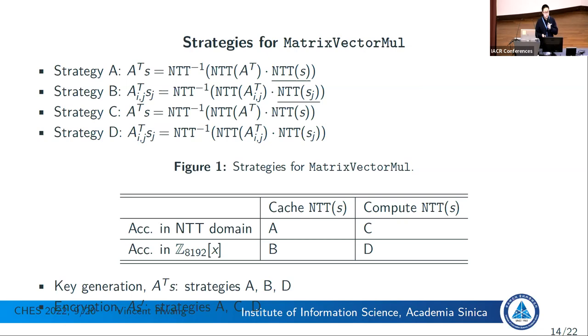Our next time-memory trade-off looks into the structure of matrix-to-vector multiplication. For applying NTT to matrix-vector multiplication, we propose four strategies, and they are distinguished by making two decisions. The first decision is, do we want to cache the NTT of the vector or not, or do we want to recompute it every time? The second decision is whether to accumulate the results in the NTT domain or not. And these four strategies result in different degrees of time-memory trade-offs. For key generation, we want to compute with strategies A, B, and D. As for encryption, we will explore strategies A, C, and D.